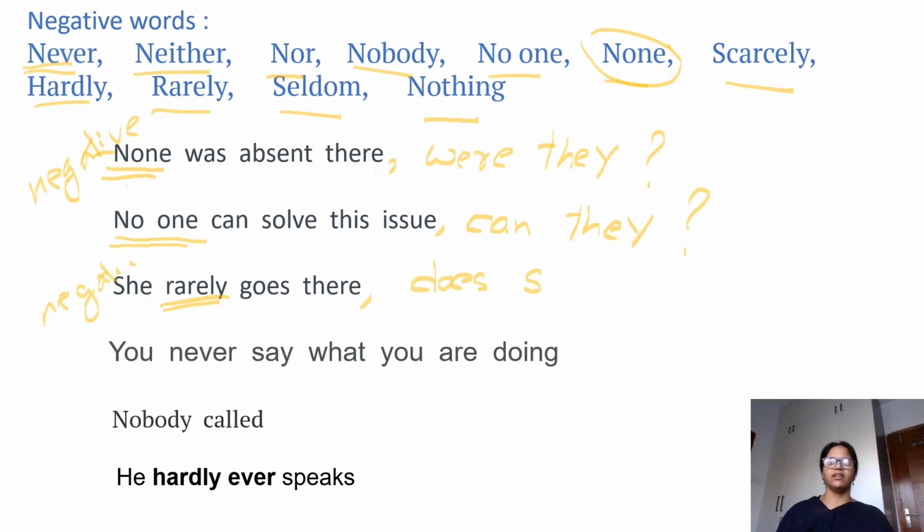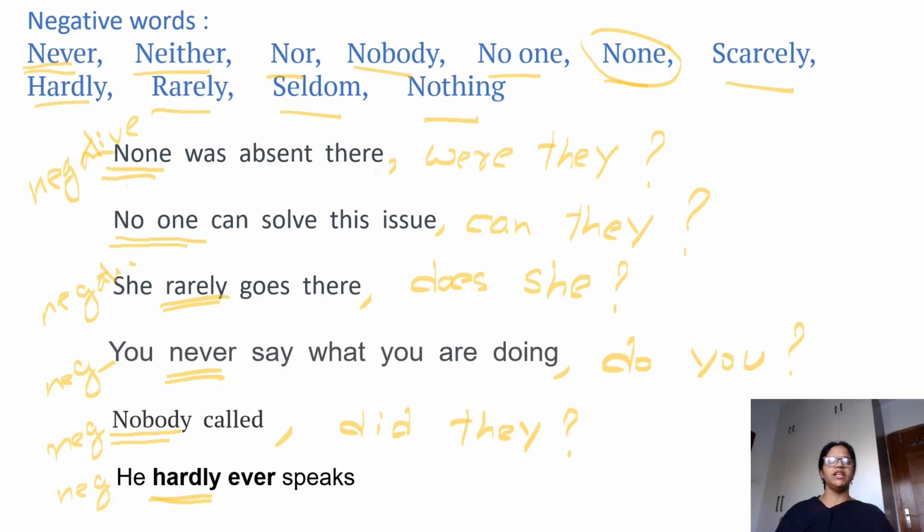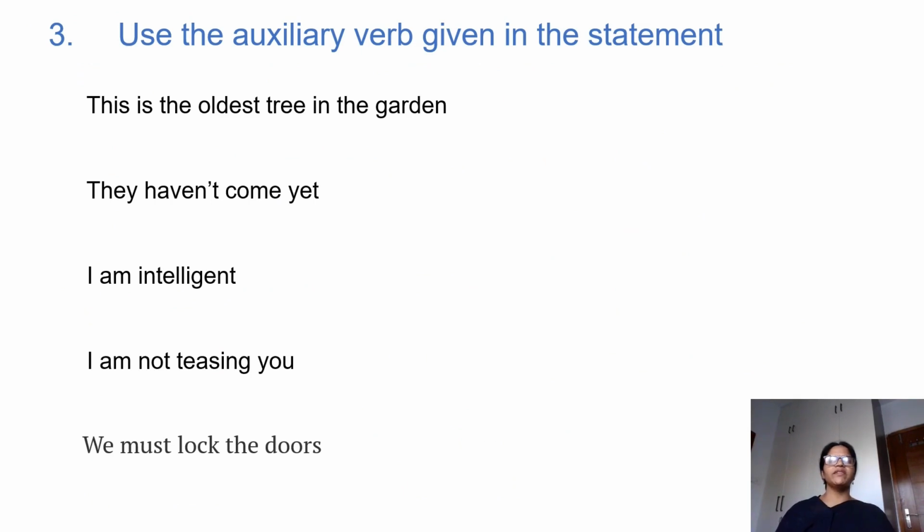You never say what you are doing. Never is a negative word. It makes the statement negative. We need a positive tag: do you? Nobody called. Nobody makes the statement negative. We need a positive tag: did they? He hardly ever speaks. Hardly is a negative word. It makes the statement negative. We need a positive tag: does he?